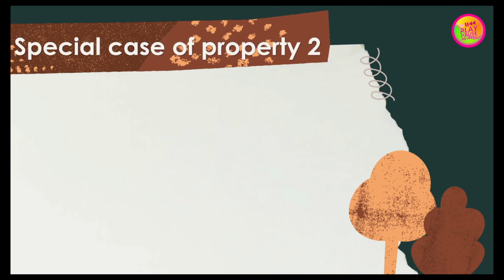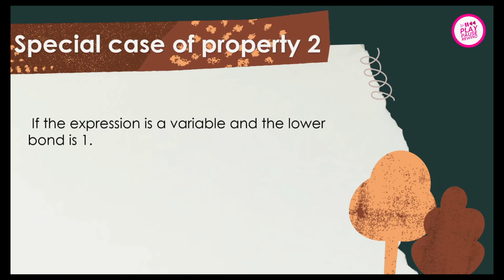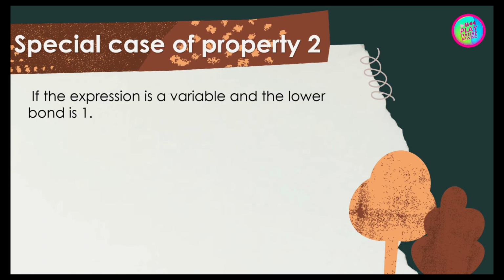We have the special case of property 2. If the expression is a variable and the lower bound is 1, the summation of i from i = 1 to n is equal to n(n + 1)/2.